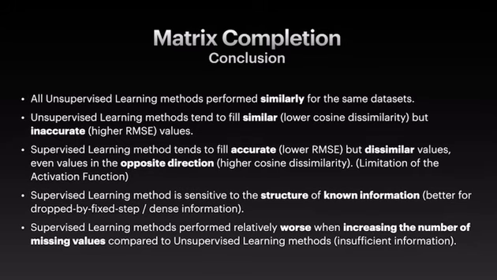And the unsupervised learning method is sensitive to the structure of known information. It performs better for the drop by fixed step or dense information. And finally, unsupervised learning methods perform relatively worse when increasing the number of missing values compared to the supervised learning methods, due to the insufficient information to train.